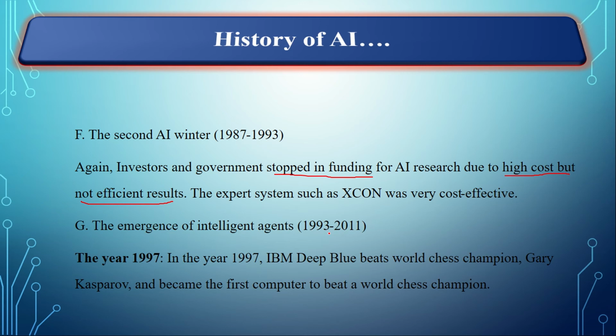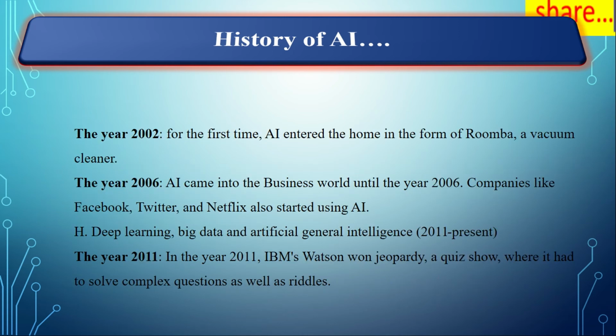In the year 1997, IBM Deep Blue beat world chess champion Garry Kasparov and became the first computer to beat a world chess champion. This is another era. In 2002, for the first time, AI entered the home in the form of Roomba, a vacuum cleaner, a specific application built for a specific problem as a cleaner. The year 2006, AI came into the business world.